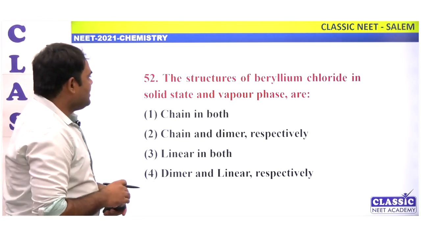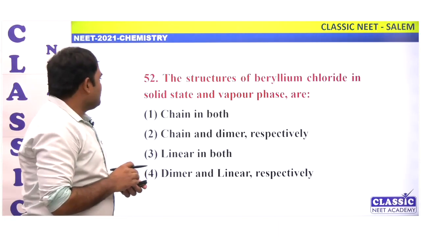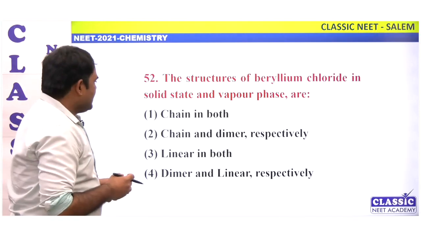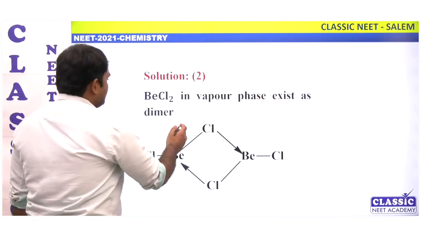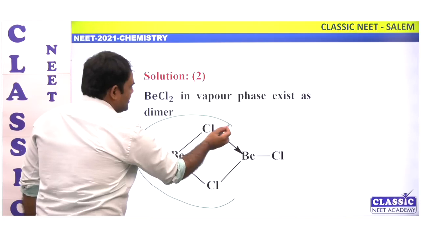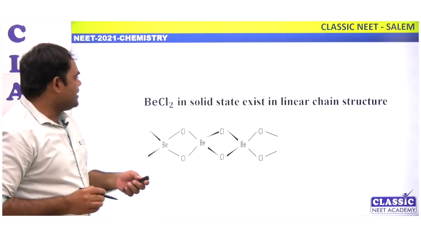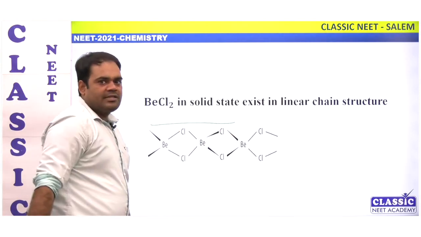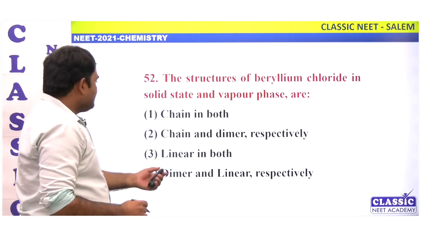The second question is given here. The structure of beryllium chloride in solid state and vapor state are that. So look, in vapor state we are getting the dimer, and in solid state we are getting the linear chain. So which one is the correct answer here? The second one.